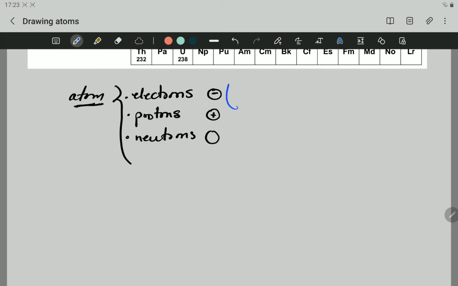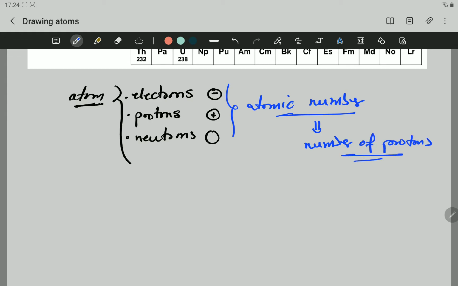What are we going to use to get these numbers? To get this number, we are going to use the atomic number. Remember, the atomic number is the number of protons. However, we said it's going to be the same number of neutrons and electrons, okay? But the definition is the number of protons in an atom. So this is the first important thing. The atoms will have electrons, protons, and neutrons.